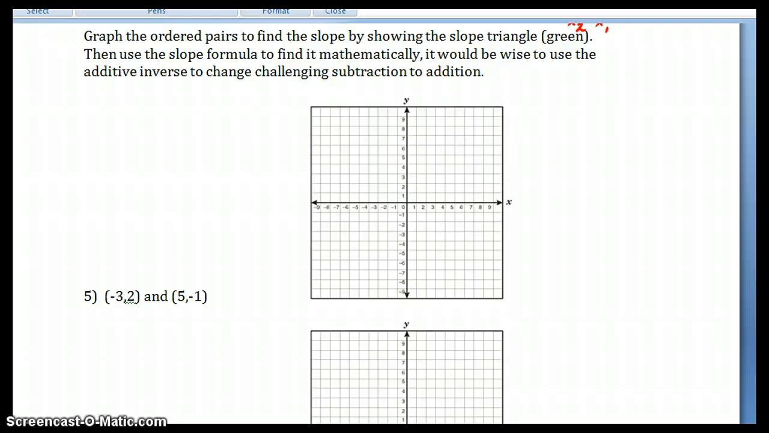Okay, the directions say graph the ordered pairs to find the slope by showing the slope triangle, and the green relates to the book, so you'll see this still on page 79. Then use the slope formula to find it mathematically. My suggestion is it would be wise to use the additive inverse, which I also call the subtraction rule, to change challenging subtraction problems into addition problems.